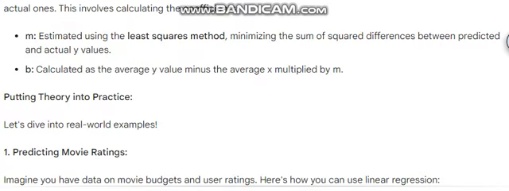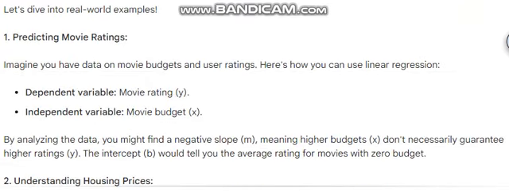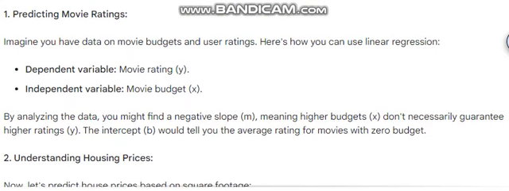Putting theory into practice. Let's dive into real-world examples. 1. Predicting movie ratings. Imagine you have data on movie budgets and user ratings. Here's how you can use linear regression. Dependent variable, movie rating, y. Independent variable, movie budget, x. By analyzing the data, you might find a negative slope, m, meaning higher budgets, x, don't necessarily guarantee higher ratings, y. The intercept, b, would tell you the average rating for movies with zero budget.